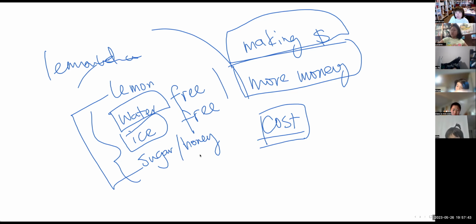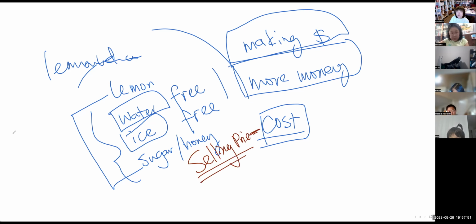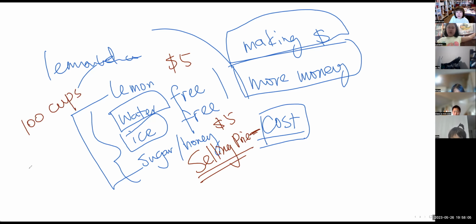Okay, everybody, you are going to have a selling price. Do you understand? Because you're paying, for instance, $5 for lemons and $5 for sugar and honey, and you make 100 cups of lemonade. If you sell each cup for $1 and sell them all, how much money are you going to get? Very easy. $100, right? So Ollie, are you making $100?